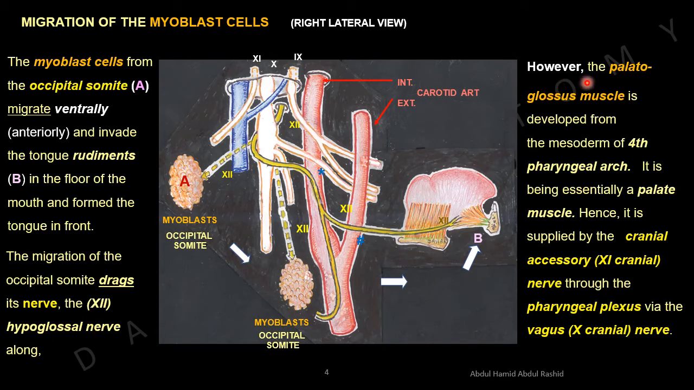However, the palatoglossus muscle is developed from the mesoderm of the 4th pharyngeal arch, being essentially a palate muscle. Hence, it is supplied by the cranial accessory, that is 11th cranial nerve, through the pharyngeal plexus via vagus, that is the 10th cranial nerve.